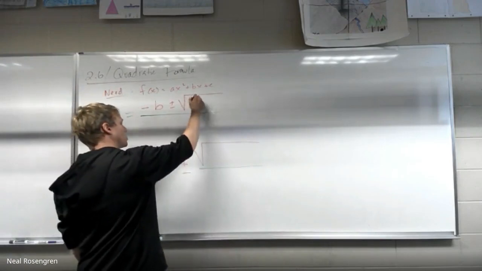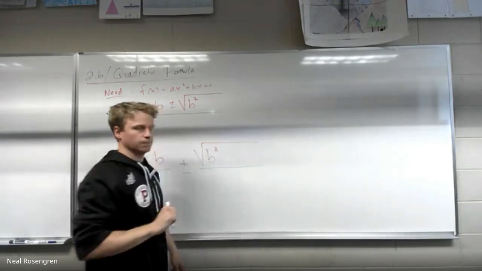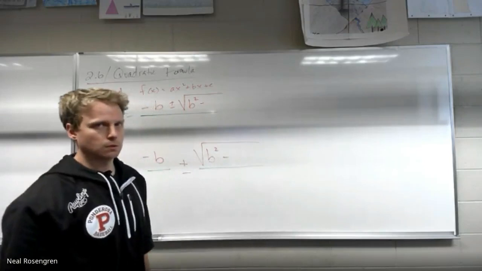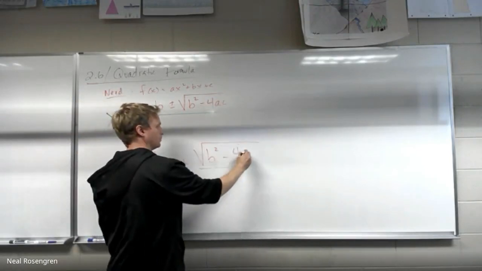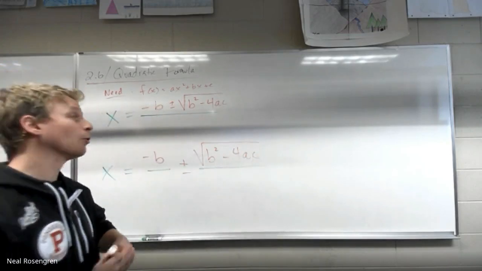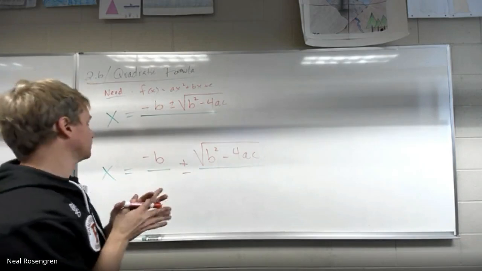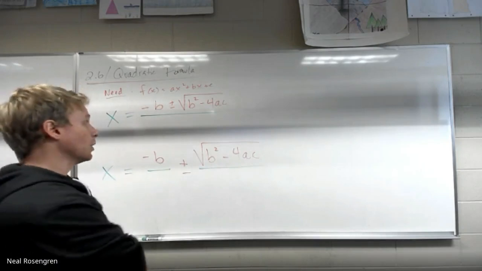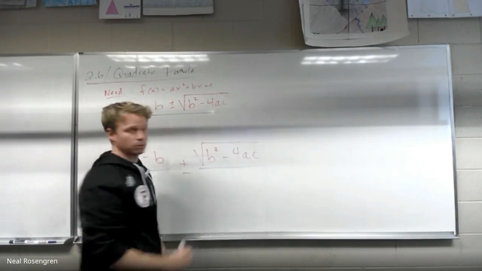B squared is the first thing that shows up. Minus 4ac. Again, this did not come out of thin air. I will prove it to you tomorrow once you let it sink in a little bit. Okay, so the top of the fraction, negative b, plus or minus the square root of b squared minus 4ac. Make sure your square root covers everything, all the way to the end of the c.